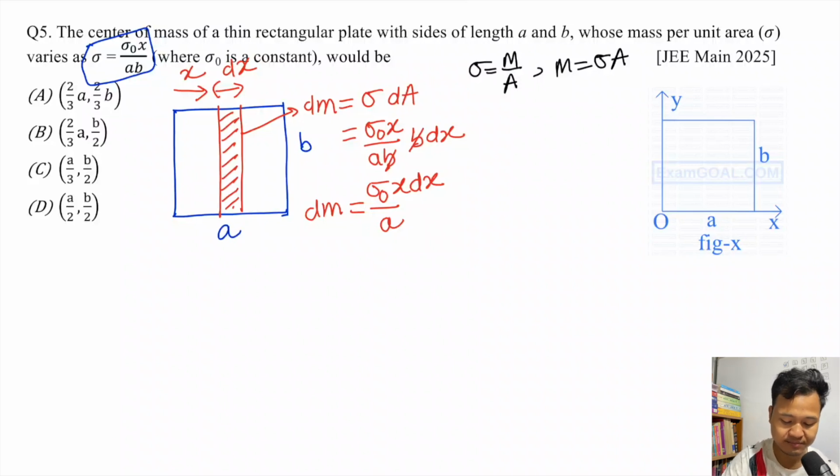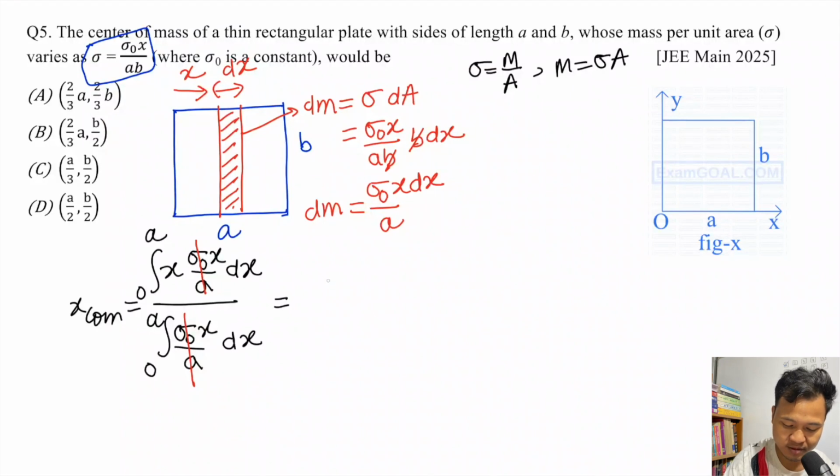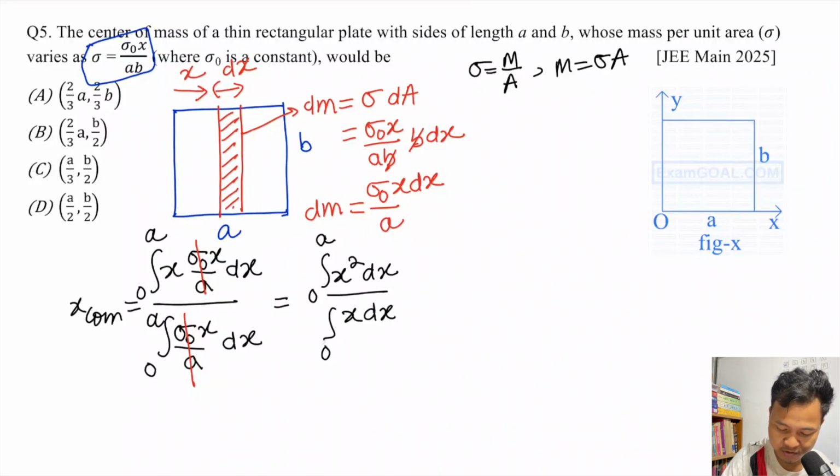Applying the formula, XCOM is integral of x dm divided by integral of dm. So x into dm is sigma naught x divided by a into dx, divided by integral of sigma naught into x divided by a into dx. We apply integration from 0 to a, as horizontal integration is involved. Sigma naught by a cancels, so remaining is integral of x squared dx from 0 to a divided by integral of x dx from 0 to a.